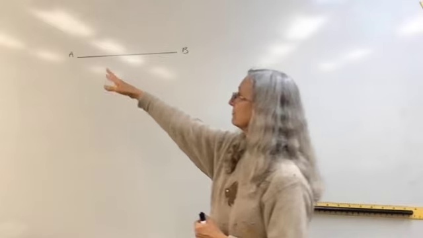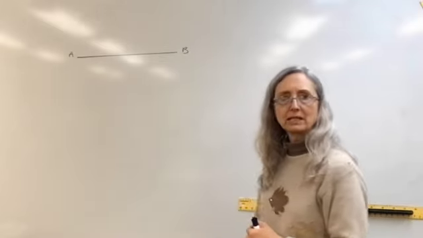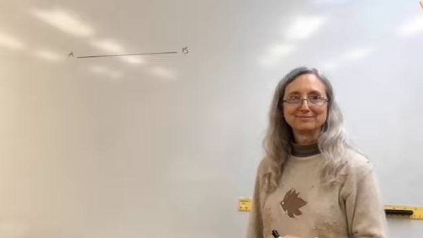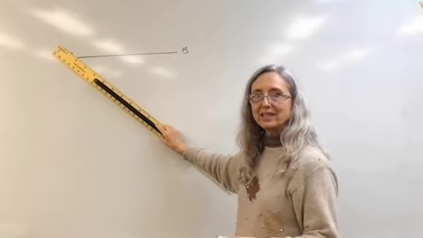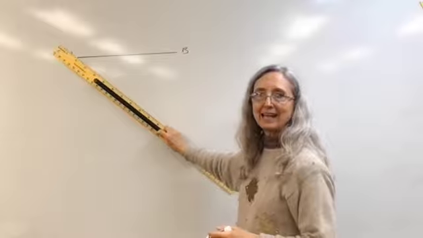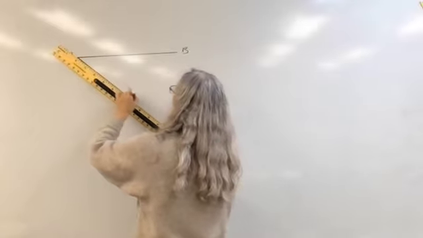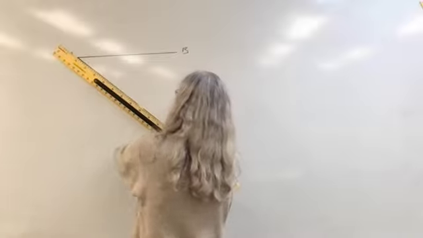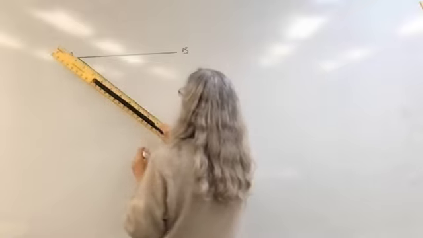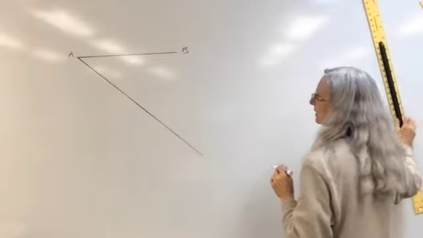I'm going to draw a ray from A, making an acute angle and making it a little bit longer. So here's my straight edge. I've got the end at A, and I'm just going to draw a ray there and create an acute angle. The exact measure, of course, is not important, just as long as it is acute.